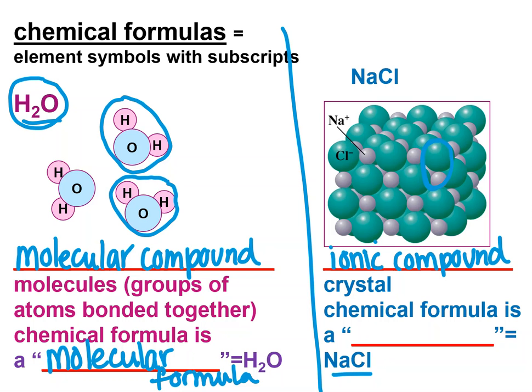So NaCl is the lowest whole number ratio of sodium to chloride ions. For example, if I wanted to look at this whole crystal here, it may seem like I have Na25Cl25, but it doesn't make sense to say that's the chemical formula because if I had a bigger chunk of salt, those numbers would change. What's important is the ratio of the two, and that is constant for sodium chloride. It's always the same. So we call this kind of chemical formula a formula unit.